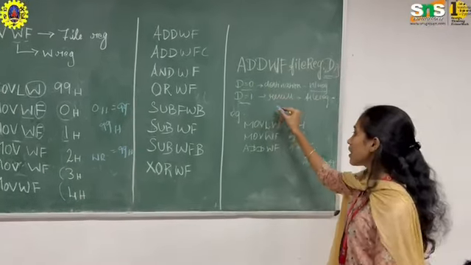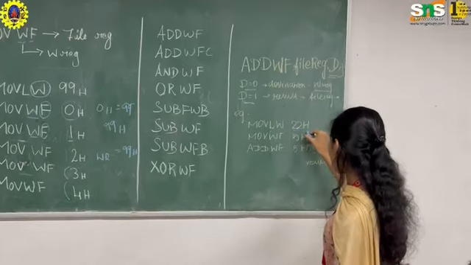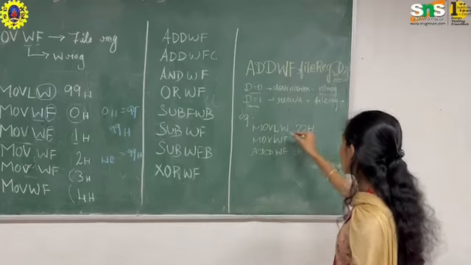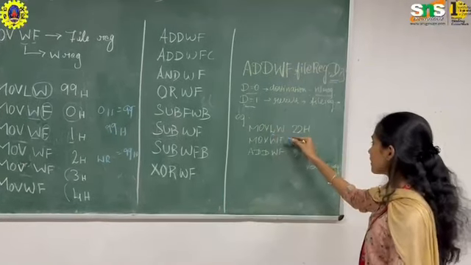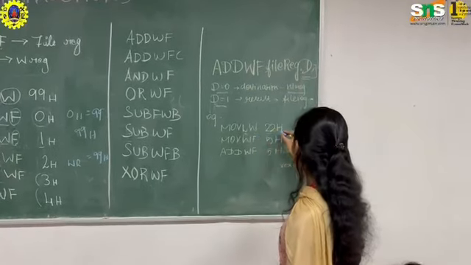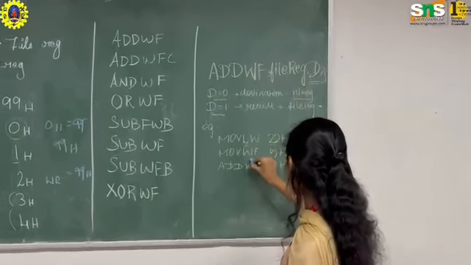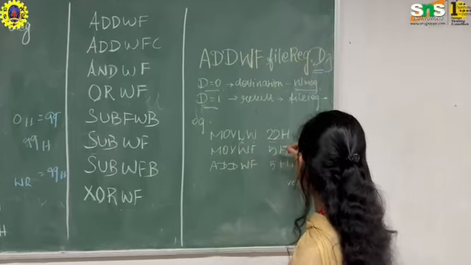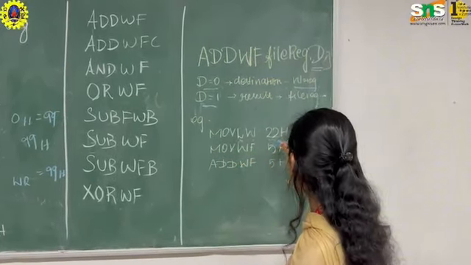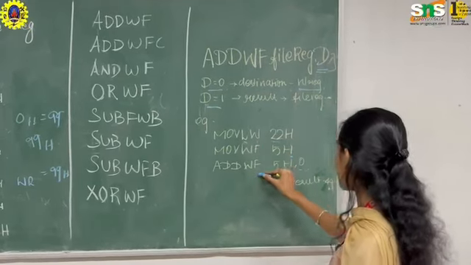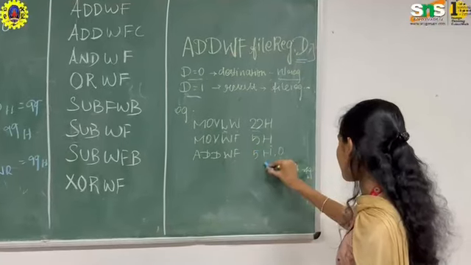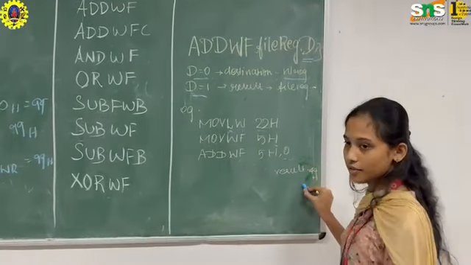For example, we can take 22H into RAM location 5. Here L is the literal, the source, and W is the work register, where 22H is copied to the work register and the location is 5H. Now by ADDWF, the work register and file register are added, and the result will be stored in 5H. So the result will be 44H.